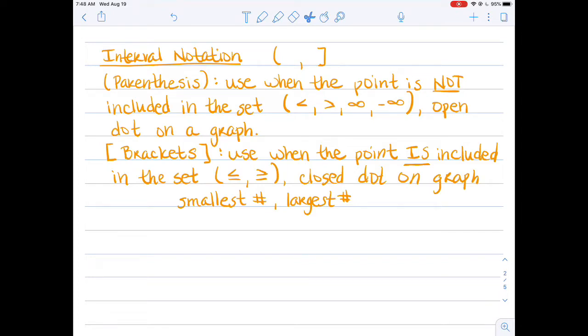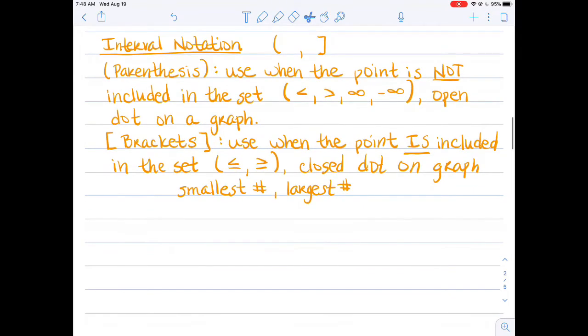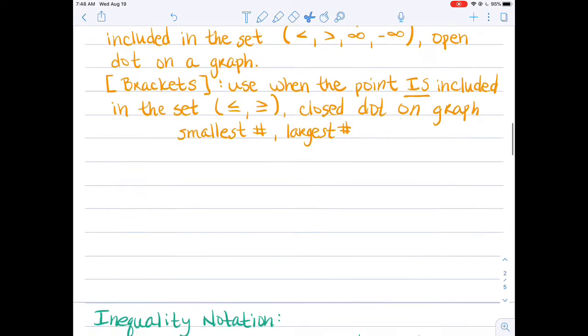It's an open dot on the graph, and you'll see symbols such as less than, greater than, infinity, or negative infinity. We use brackets when the point is included in the set, and that would be shown as a closed dot on a number line graph, with the symbols less than or equal to, greater than or equal to. When we write interval notation, notice that we go from the smallest number to the largest number, and there's a comma in between. So let's take a look at a couple of examples.